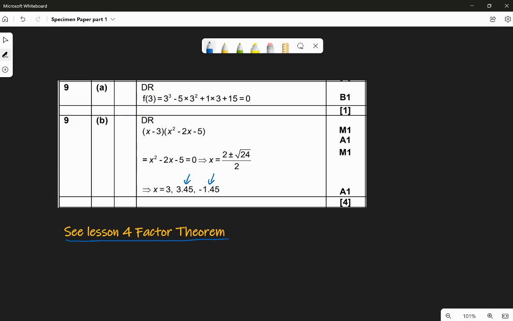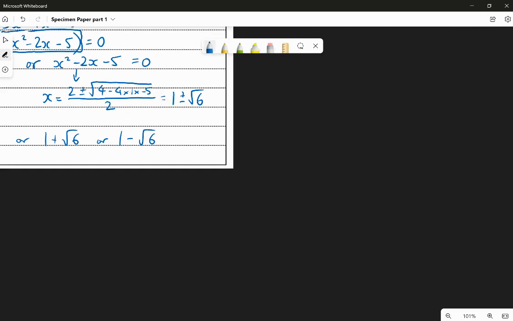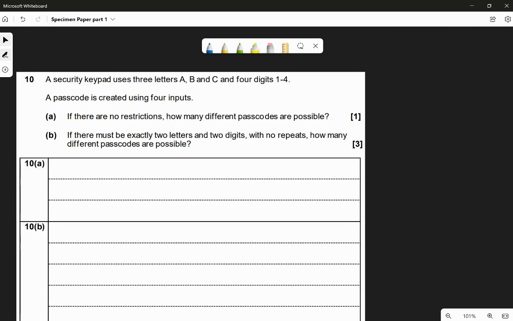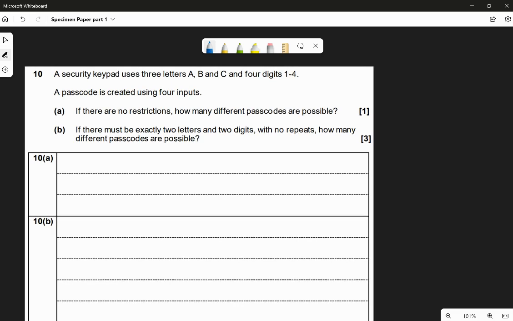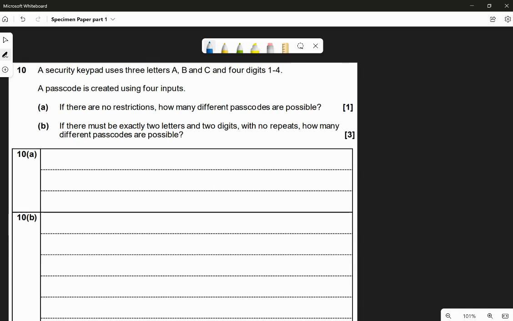Okay. One more question to go in this video. Let's have a look at question 10. So here we have a security keypad which uses 3 letters, A, B, and C, and 4 digits, 1, 2, 3, or 4. A passcode is created using 4 inputs. So I have 4 things to input into these 4 spaces in order to get into the keypad system.